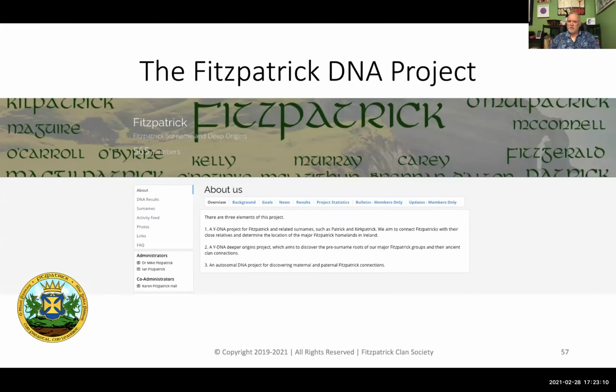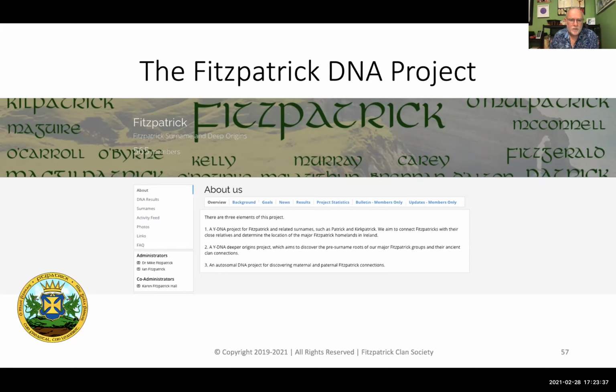Now you might not be able to read that, but this is the aims and the visions of the project as they stand today. So why are we doing what we do? Well, it's a project for Fitzpatrick and related surnames such as Patrick and Kilpatrick. We're trying to connect other Fitzpatricks, and we're trying to determine the location of major Fitzpatrick homelands in Ireland to understand that group of 60.